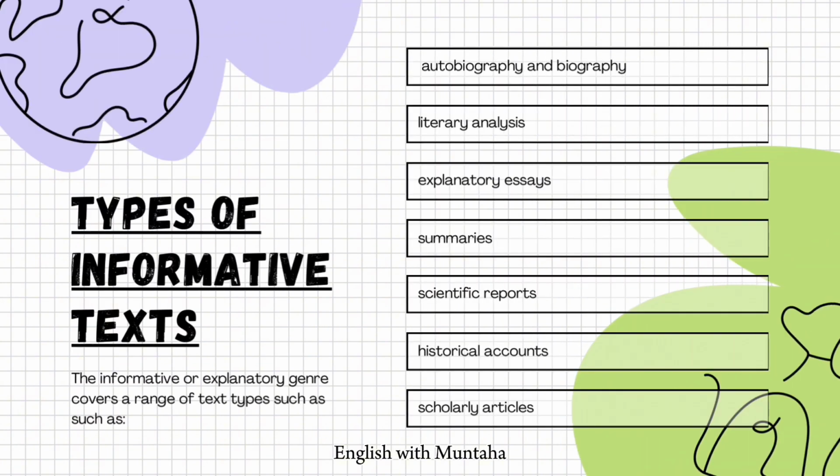Types of informative texts. The informative or explanatory genre covers a range of text types such as autobiography and biography, literary analysis, explanatory essays, summaries, scientific reports, historical accounts, scholarly articles.